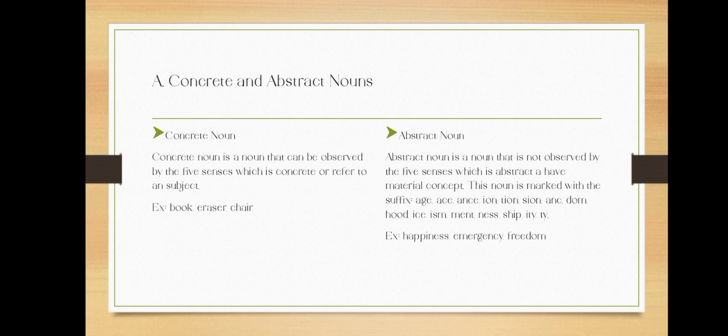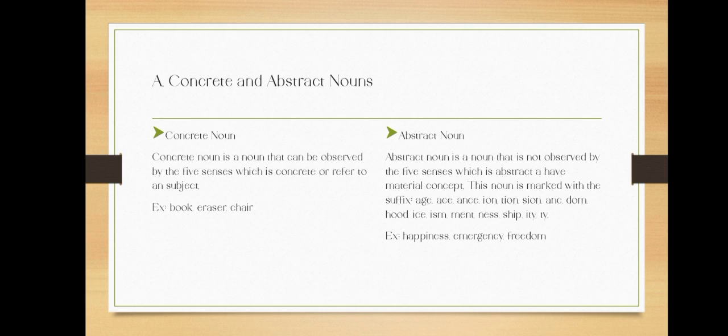Based on the type, nouns are divided into two, such as concrete noun and abstract noun. A concrete noun is a noun that can be observed by the five senses, which is concrete or refers to an object. For example, book, eraser, chair, moon, etc.